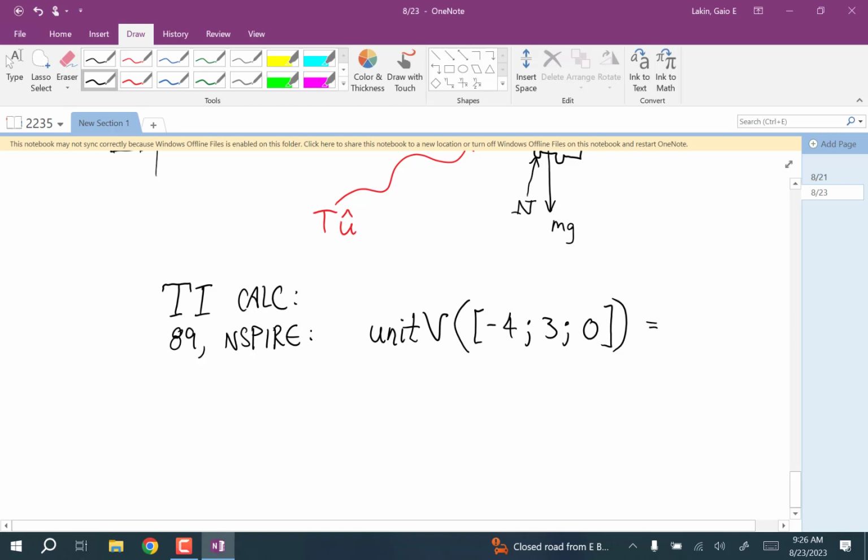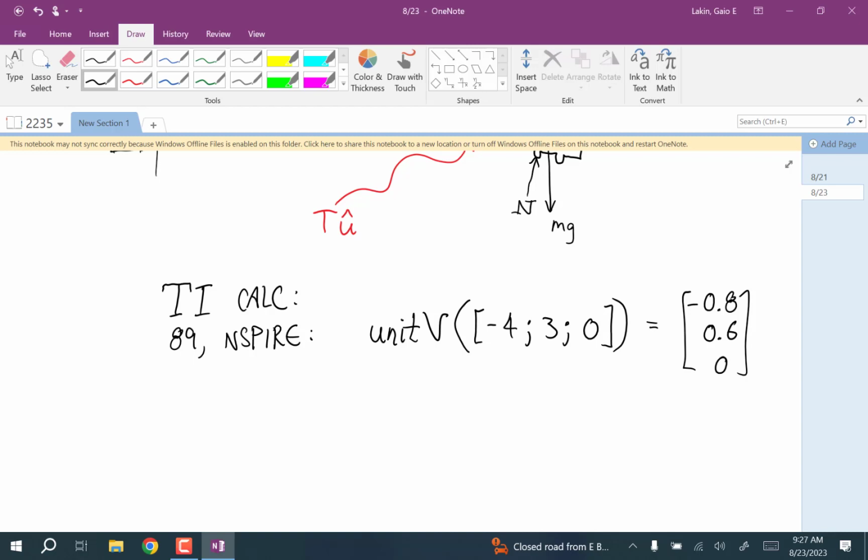The magnitude of this vector is 5, right? Divide every component by the magnitude, and you come up with the vector -0.8, +0.6, 0, if I'm doing that math right. And that is a unit vector, and it's in the direction of this original vector, -4, 3, 0. Okay? Pretty great, right?